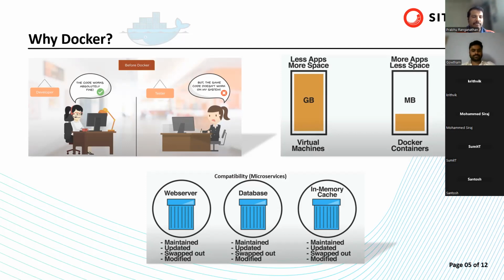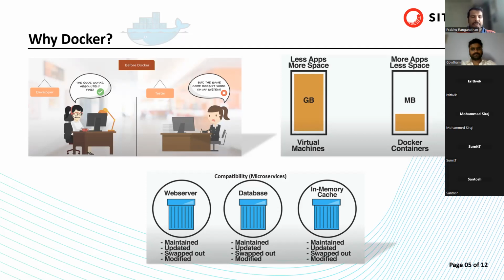But when coming to the Docker container part, it takes very little space and you can install more applications. I mean, it considers the current machine's operating system as its kernel. So you don't need to install a separate operating system for Docker containers. That is the main advantage when we are using Docker.